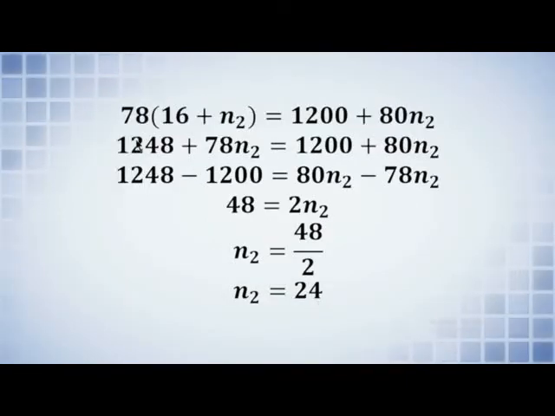Now you just need to multiply 78 with 16 and n2. You will find 1248 plus 78 n2 equals 1200 plus 80 n2. Now you move the 1200 here, it becomes negative, and then 78 n2 here also becomes negative, and you find that 48 equals 2 n2. n2 equals 48 divided by 2. n2 is actually 24. So there are 24 female students in that class.